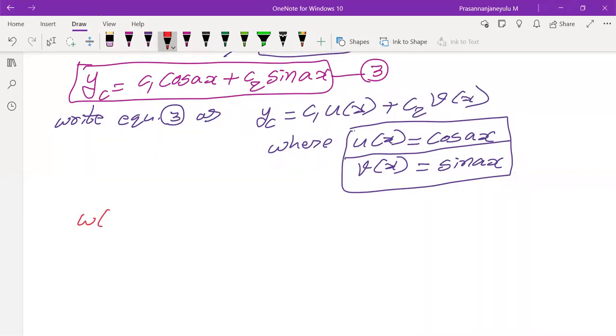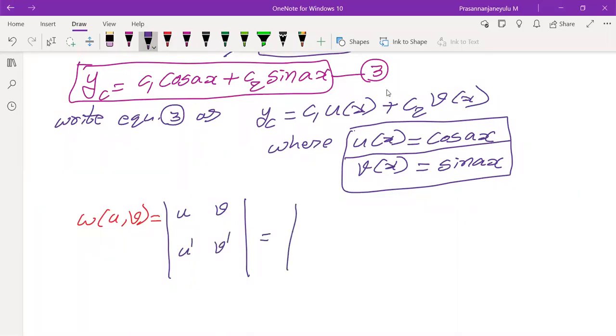W of u comma v equals, what is the process of the W of u comma v formula? It's a determinant of a 2 by 2 matrix. The first two elements are the same elements which are inside the W, u and v, and the second two elements are u dash and v dash. What is u? Cos ax. What is v? Sin ax.